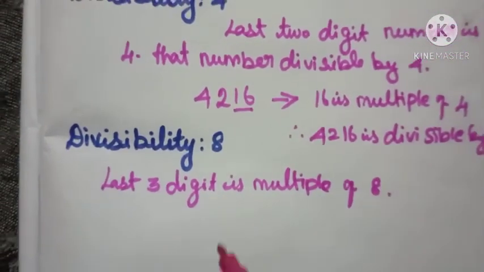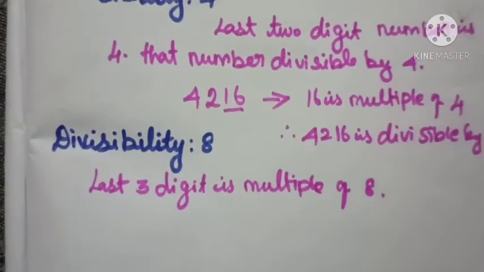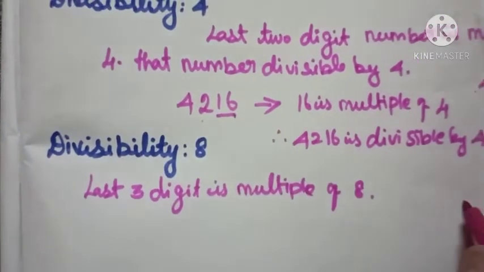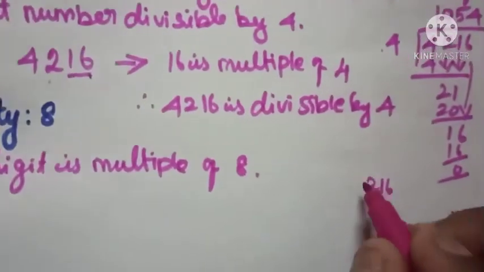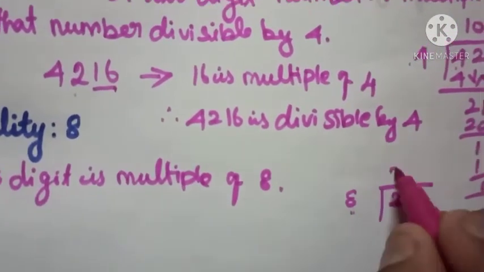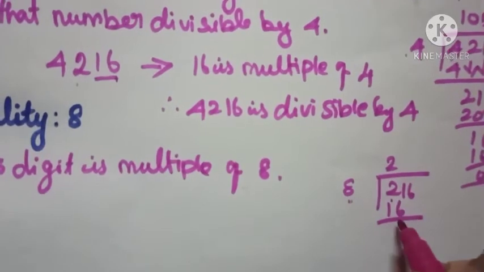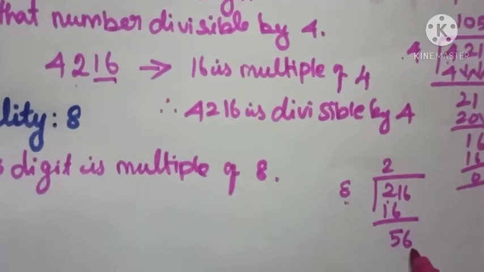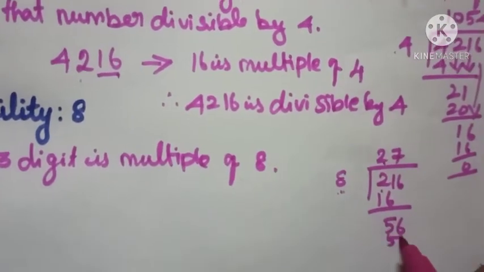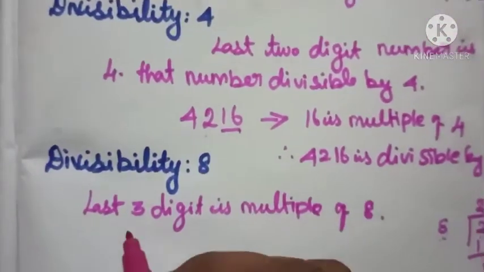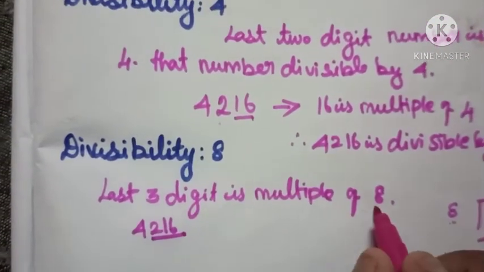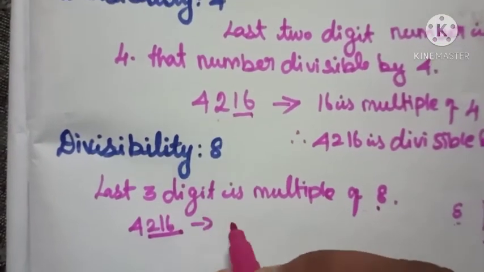Okay, for an example, we take this 4216. We need to take the last 3 digits, 216. Is 216 a multiple of 8 or not? 1 8 is 8, 2 8s are 16. So 21 minus 16 we get 5. How many times? 7 times. So 27 8s are 216. So the last 3 digits of 4216 are divisible by 8. So this number is divisible by 8.